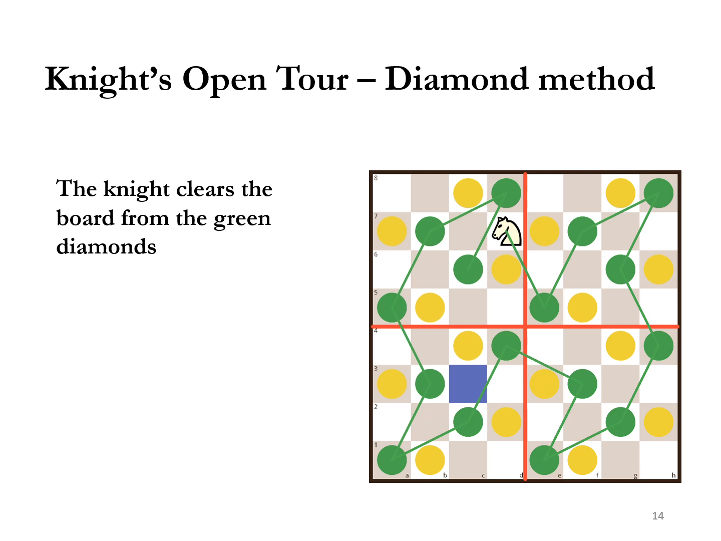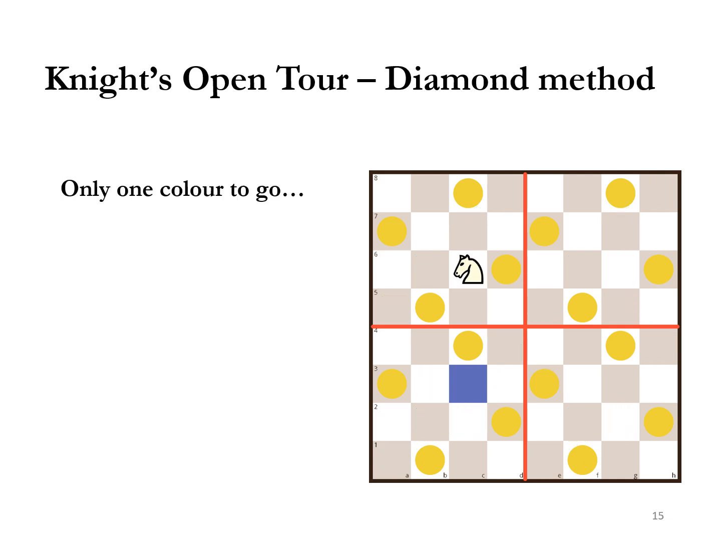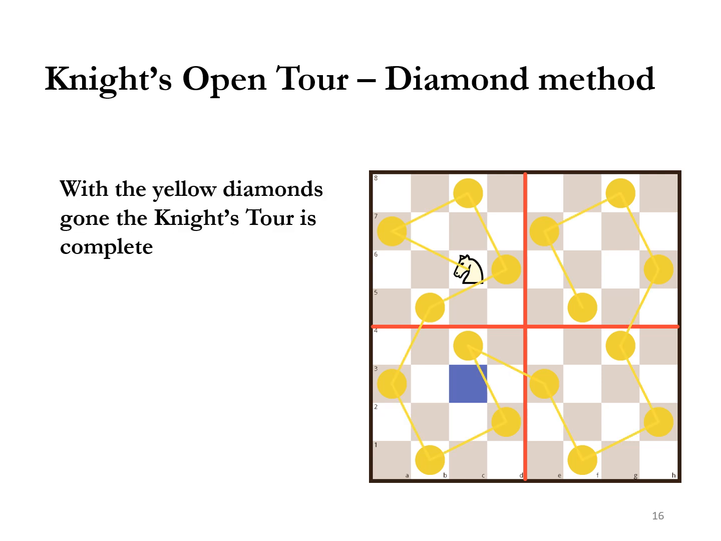The knight clears the board from the green diamonds. There are several routes the knight can take, but care must be taken with the onward journey not to leave any green counters behind. Only one color to go. With the yellow diamonds gone, the knight's tour is complete.